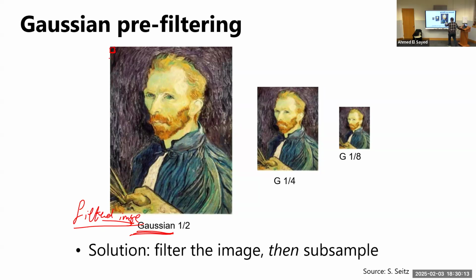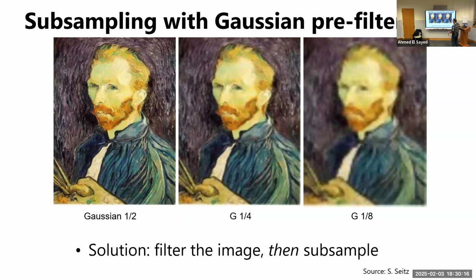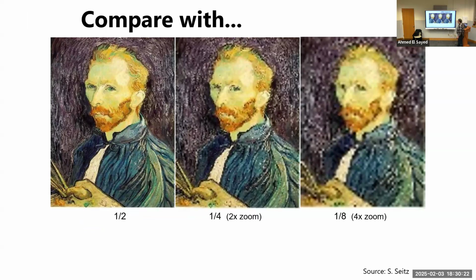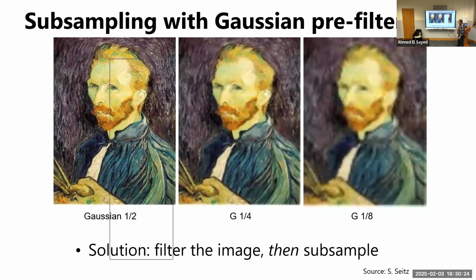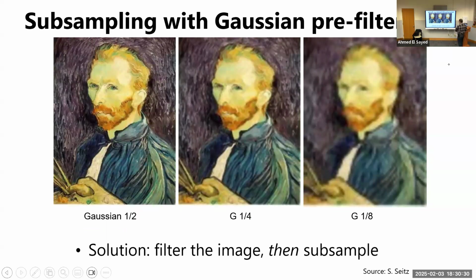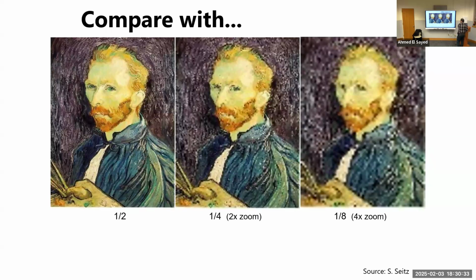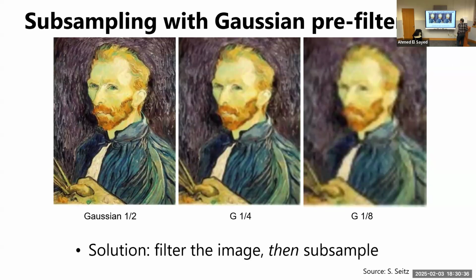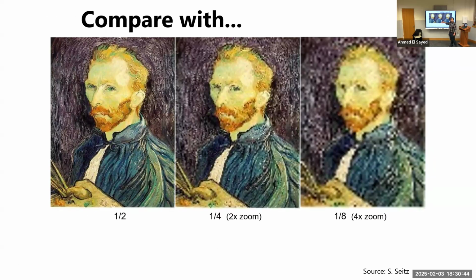You put this one back up, and that's how it will look. Again, compare this to this. See this? It's wrong. This is the Gaussian version. This is the non-Gaussian. See? This one is so smooth. This one is pixelized. Okay? So Gaussian filtering before the sampling can solve this problem.